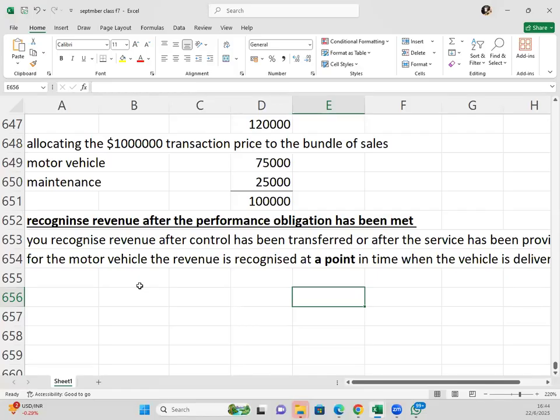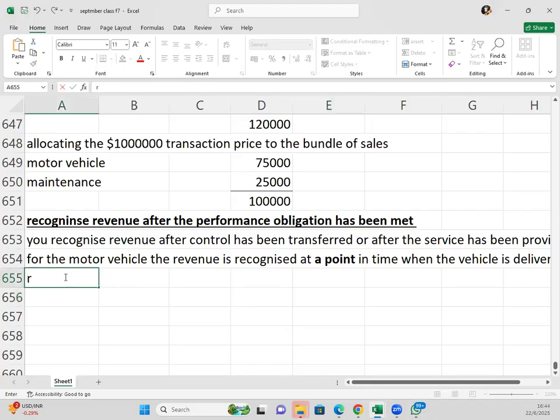But for the maintenance, maintenance is not going to be done at once. The maintenance is going to be done over a period of 3 years. So for the maintenance, revenue is recognized over a period of time.